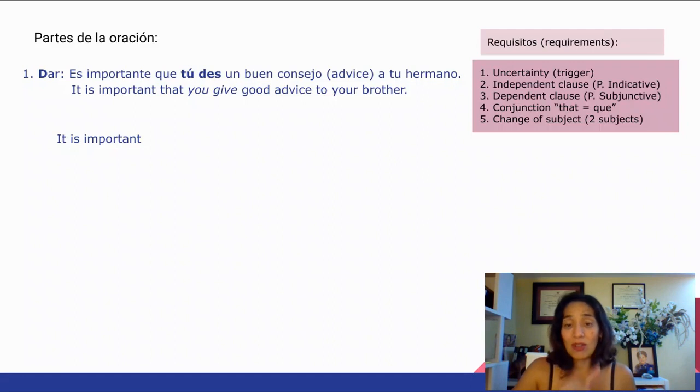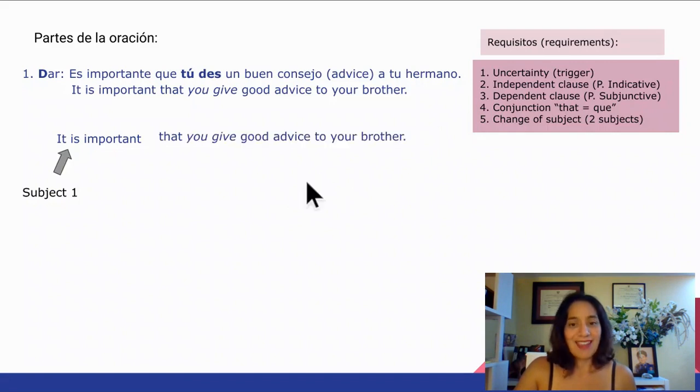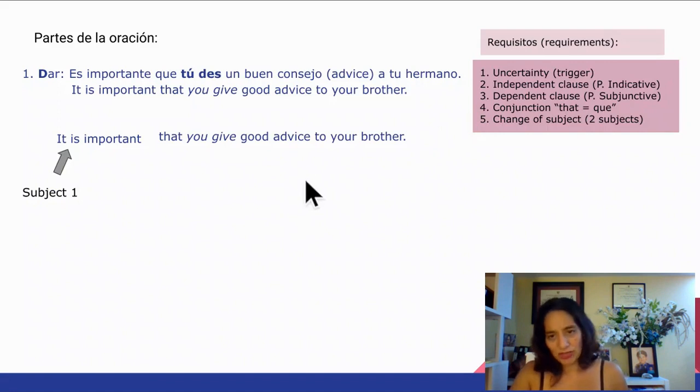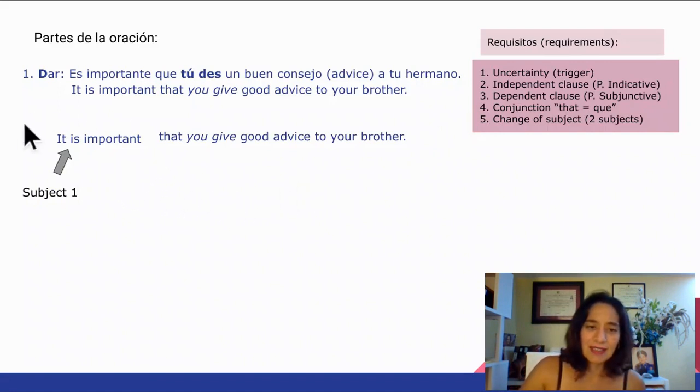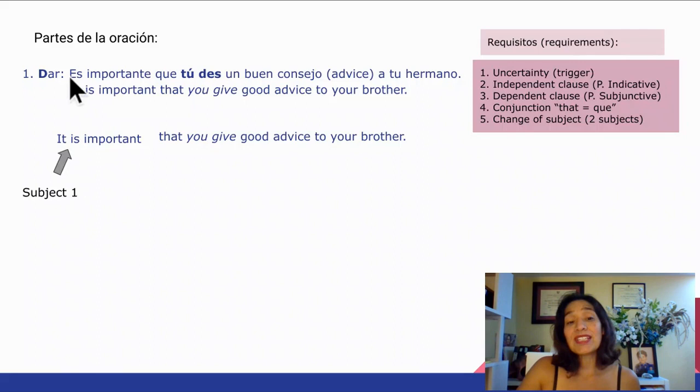But that's not the only thing. We also need to consider if we have an independent clause, a dependent clause, the conjunction that, in español que, and also a change of subject. So in this sentence, it is important. It is my subject number 1. In español, you're not going to see it because it is implied in the verb es importante. But it's right there. It's very clear in English, so we can identify that we have a first subject.